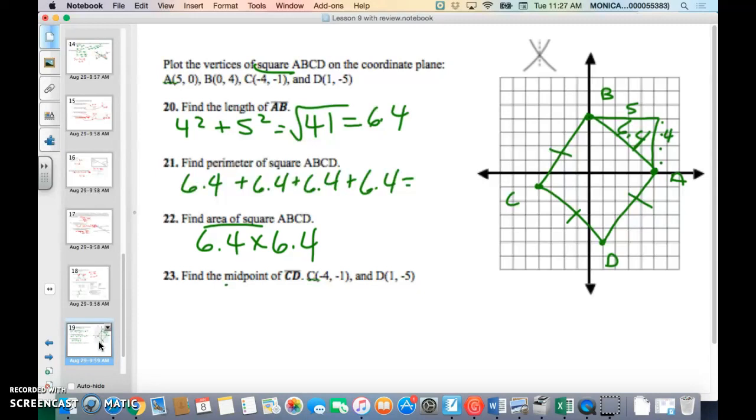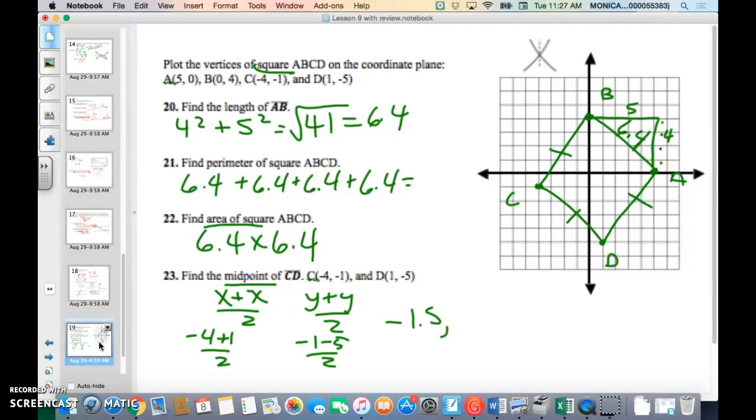And then for the midpoint, this is when we're going to use that other formula, x plus x divided by 2, y plus y divided by 2. So my x's are negative 4 plus 1 divided by 2, and negative 1 minus 5 divided by 2, and you should get negative 1.5, comma, negative 3. That's your midpoint. And you can check it to see if that makes sense. Negative 1.5 is here, negative 3 is here. So it does. Sorry, it should be somewhere right here. So I just drew my line wrong.